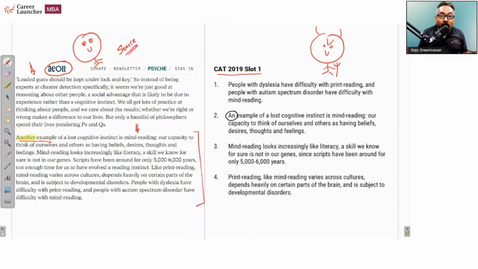Oh, it's a simple question, but think about it. Now imagine this sentence number two started with another example.